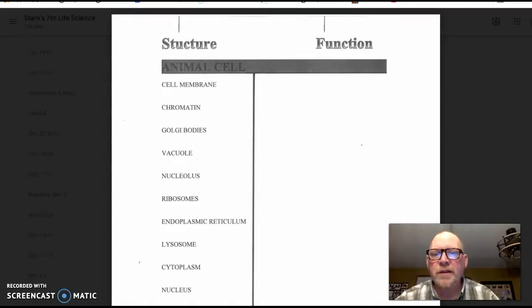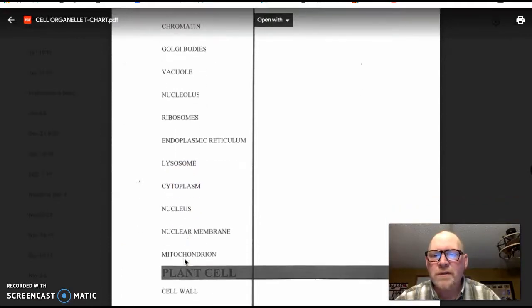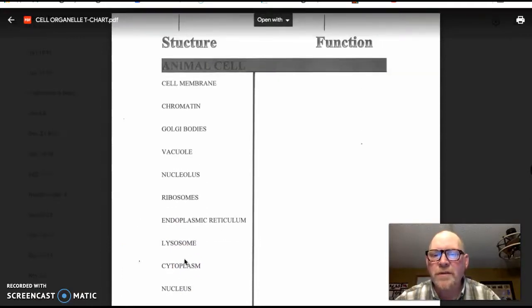Today I'm going to go over a PowerPoint to enable you to fill in this structure and function T-chart. On this T-chart, we have a number of cell organelles. These are parts within the cell, and we want to learn about their function, their job, their responsibility within the cell.